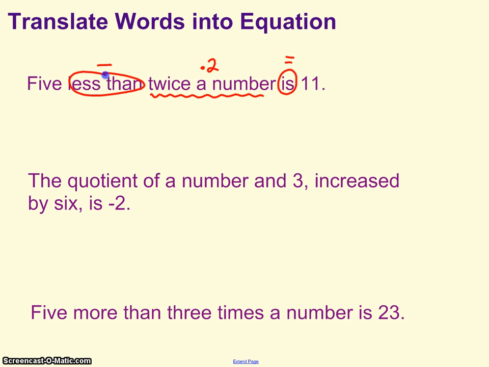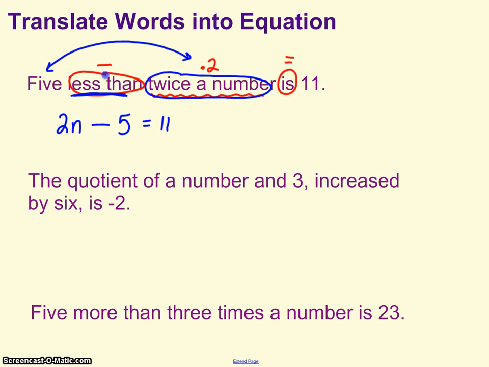Anytime that you have less than, what you want to do is flip the order of the two things that you are subtracting. This is the only time you'll do this, when it's a less than. So instead of saying 5 minus, I'm going to start with this part, twice a number. We can use n to represent our number, so twice a number will be 2n minus, and then the 5 is going to go after it. So less than, you want to flip the order that it's written. Alright, is 11, so equals 11. So there's our equation, we just translated it.